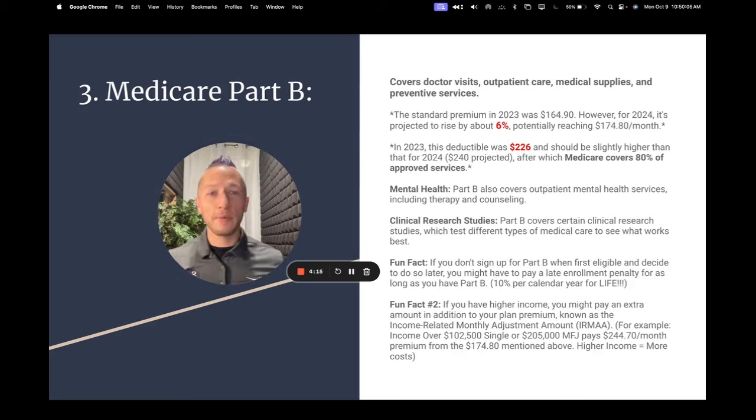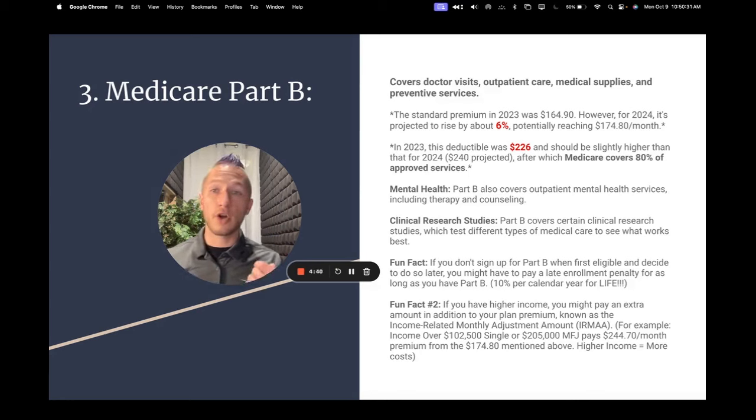What is Medicare Part B? Part B covers doctor's visits, your outpatient care, your medical supplies, and your preventative services. So there was a standard premium in 2023 of $164.90 per month. However, in 2024, that is expected to go up about 6%. I've seen ranges anywhere from $174.80 a month or as high as $179.80 a month.